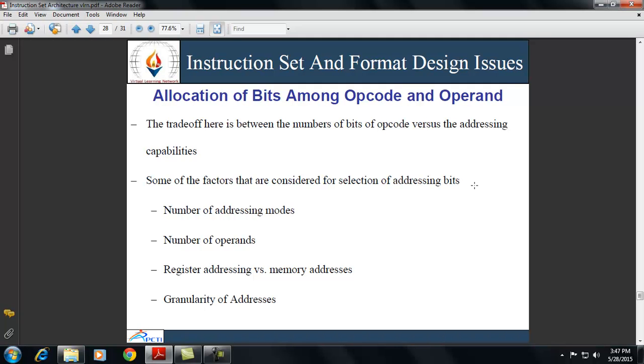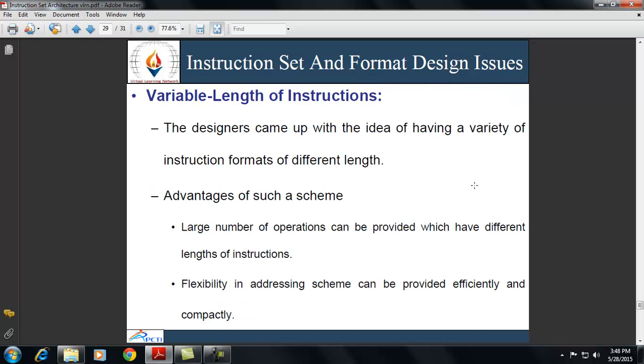Then register addressing versus memory addresses. The register references require fewer bits in comparison to the memory addresses. Then there is the granularity of the address as far as memory references are concerned. Granularity implies whether an address is referencing a byte or a word at a time. This is more relevant for machines which have 16-bit, 32-bit and higher bit words.